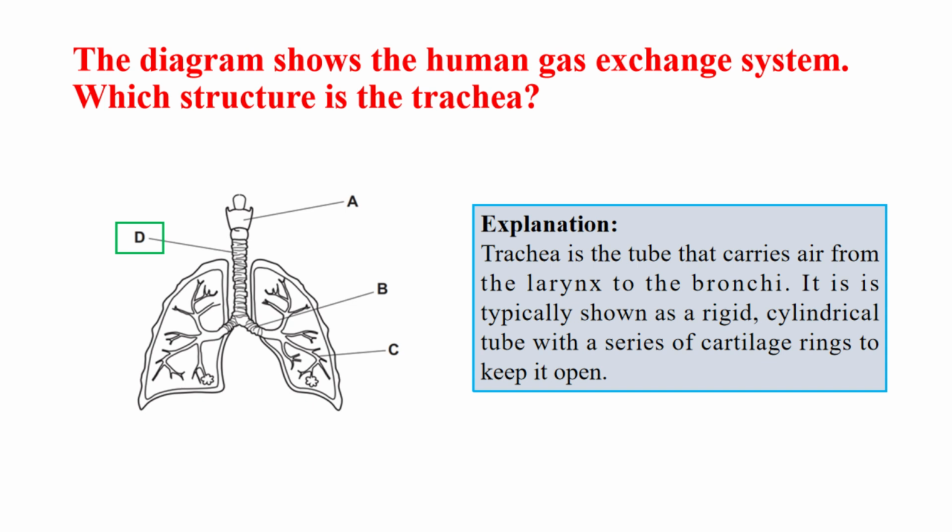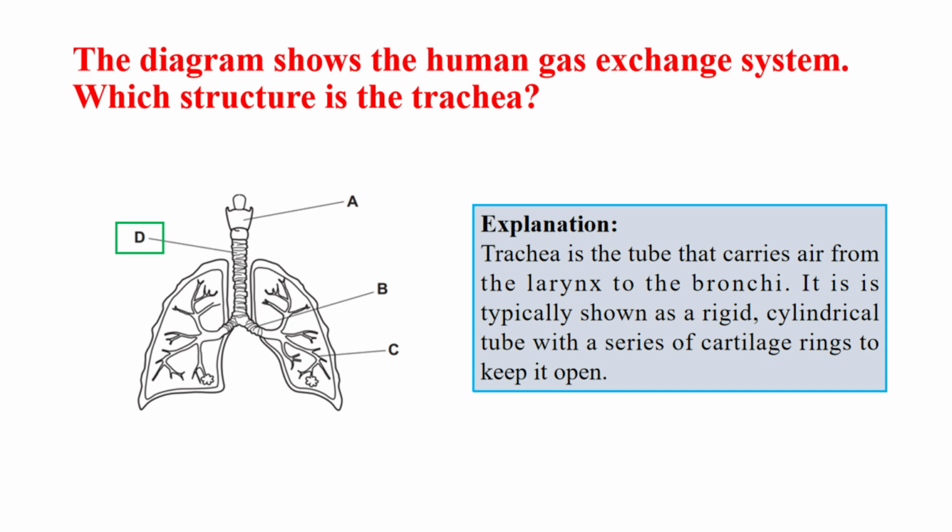Option A is larynx. This is the voice box, positioned just above the trachea. It plays a key role in sound production and serves as the initial passageway for air entering the trachea. B is bronchus. These are the main branches that stem from the trachea and lead into each lung. They split further into smaller branches and are crucial for directing air to different parts of the lungs. C is bronchioles. These are the even smaller branches that extend from the bronchi within the lungs. They lead to the alveoli, where gas exchange occurs.